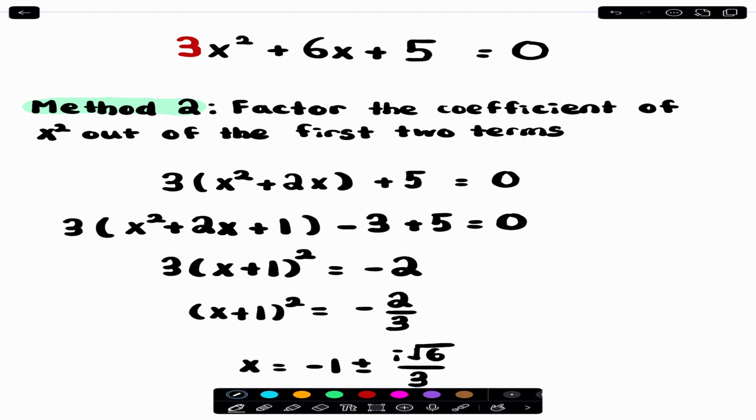So now that we know how to complete the square for quadratic equations with the coefficient of x squared equal to 1 and the coefficient of x squared not equal to 1, so equal to something other than 1, let's get some more practice with some harder examples for completing the square.